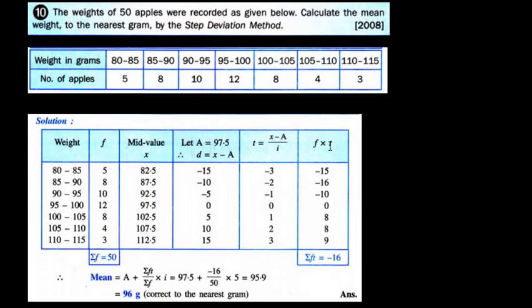Okay, now here we have an example. The weights of 50 apples were recorded and they are given here.